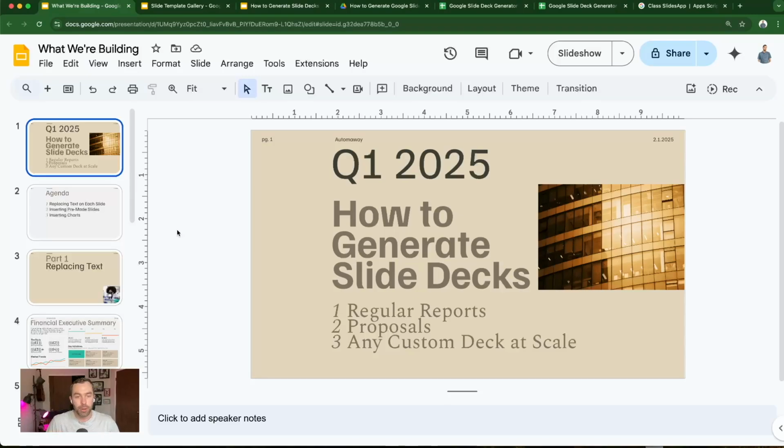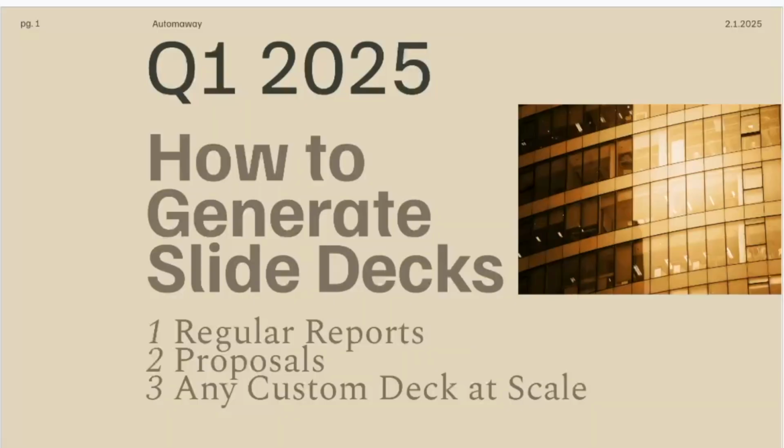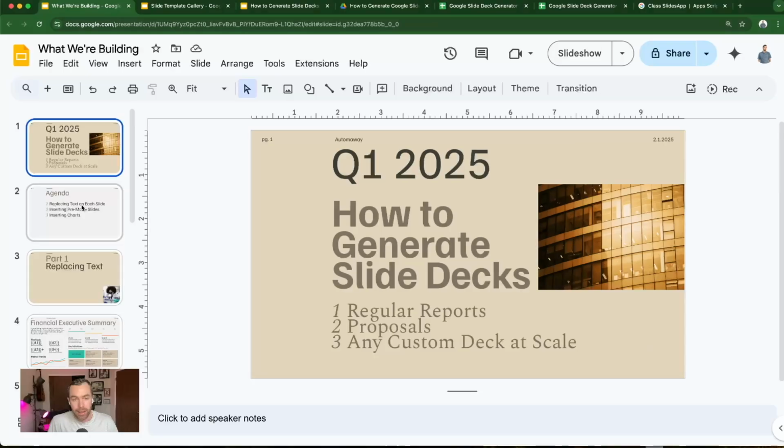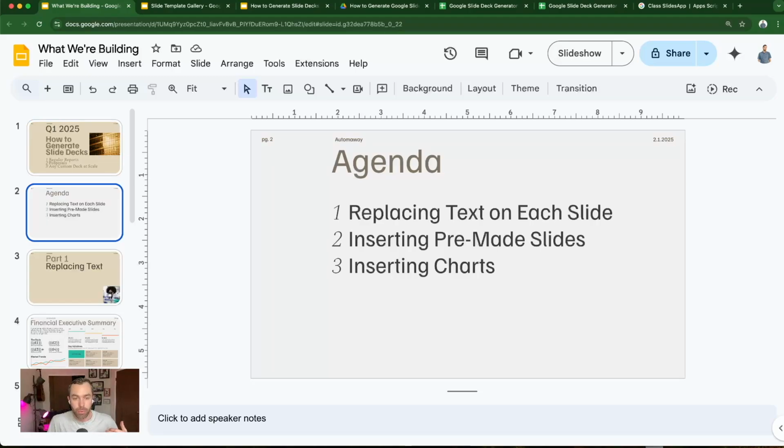In this video, I'm going to show you how to generate a slide deck in Google Slides from a spreadsheet. This could be helpful for creating reports, if you do that on a regular cadence, proposals, or really any custom Google Slides deck at scale. The three things I'm going to show you here are how to replace text on each slide, inserting pre-made slides, and then adding charts to a slide.